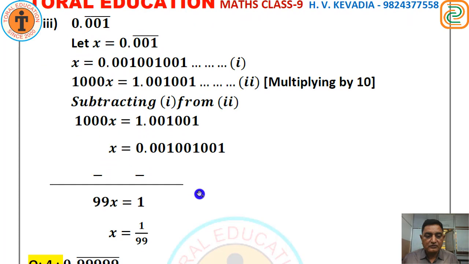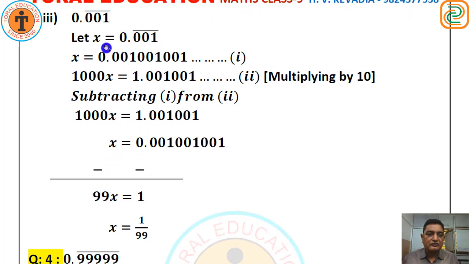Now we have 0.001. Here all the 3 digits repeat. Let x equal 0.001. How many digits are repeating? 3 digits. So we have to multiply this by 1000x. 3 digits, 1, 2, 3. We must have 3 zeros on 1. So let x equal 0.001001 and dot dot dot.